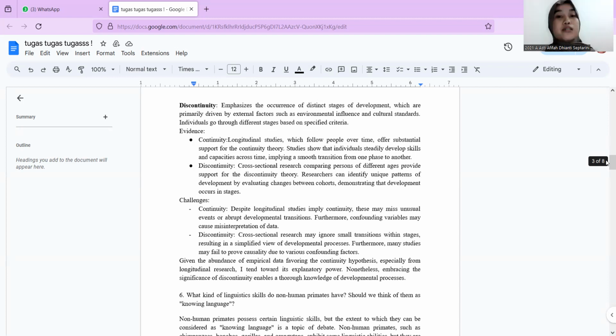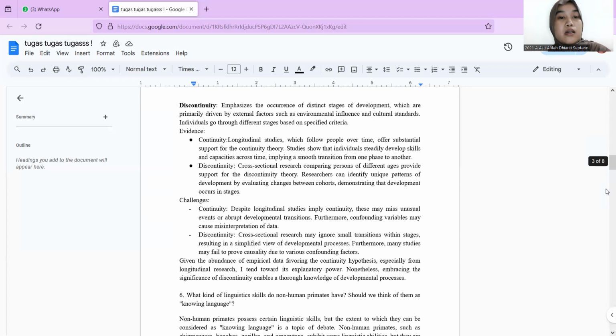Evidence for continuity is longitudinal studies, which follow people over time, providing substantial support for the continuity theory. Studies show that individuals steadily develop skills and capacities across time, implying a smooth transition from one phase to another. And then for discontinuity, cross-sectional research comparing persons of different ages provides support for the discontinuity theory. Researchers can identify unique patterns of development by evaluating change between cohorts, demonstrating that development occurs in stages.